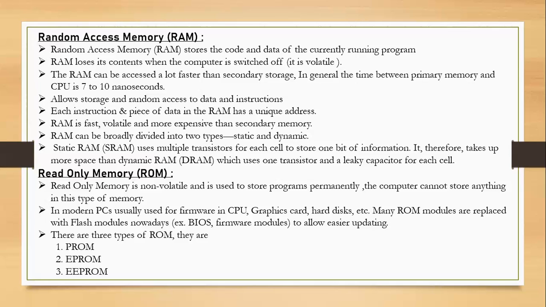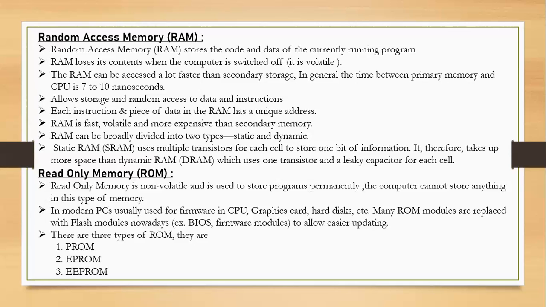The capacitor is going to lose its charge because of the leakage process, so it needs to be refreshed. The charge in the cell has to be refreshed from time to time. That's why the cost per bit in the case of DRAM is smaller compared to the cost per bit of an SRAM cell. Then comes read-only memory.